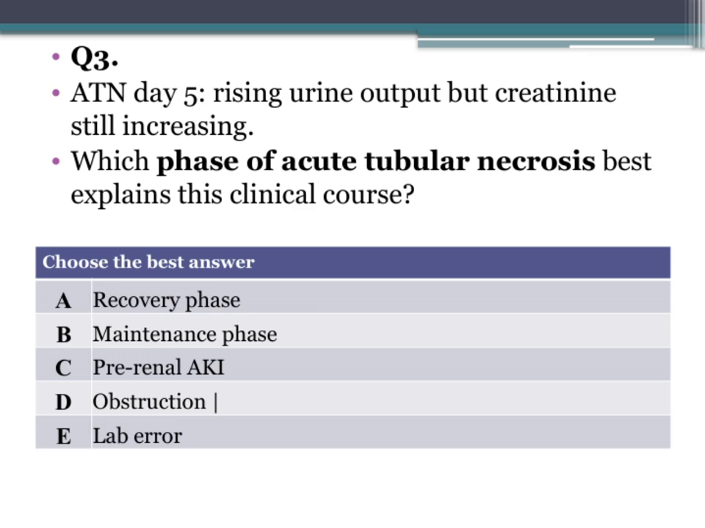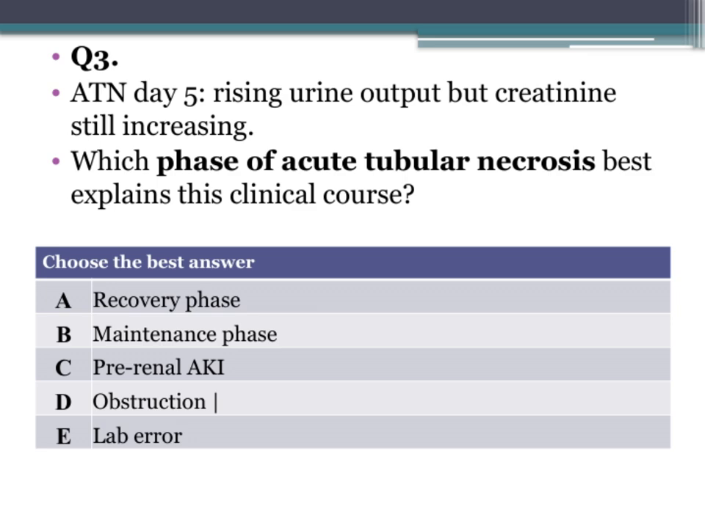In the early phases, the injury causes a decline in kidney function, leading to decreased urine output and rising creatinine levels. But as the injury starts to resolve, the kidneys begin to recover, and urine output increases even though the serum creatinine may still be elevated. This scenario is characteristic of the recovery phase of ATN, where the kidneys are beginning to heal. The important concept here is that urine output can improve before serum creatinine levels normalize, reflecting the ongoing recovery process.